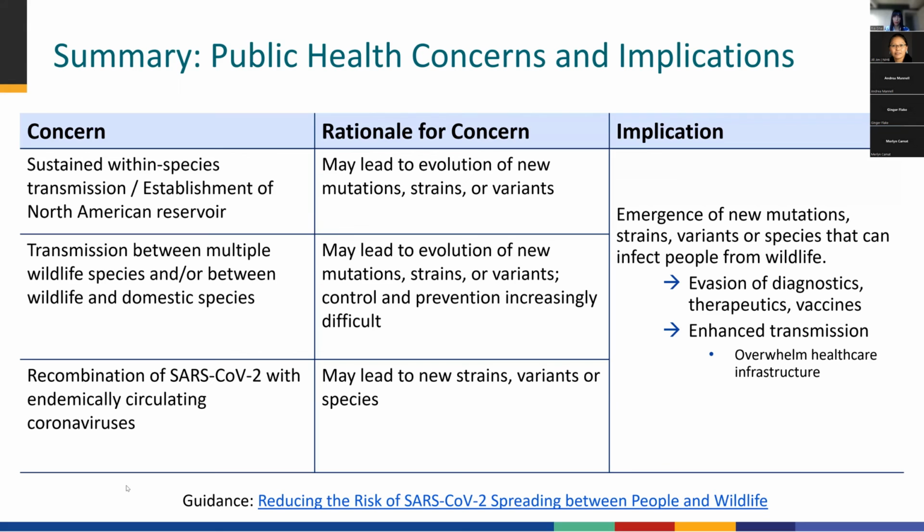So resulting from all of this information, we have put out guidance that used a One Health approach. So this guidance is endorsed by the USDA and DOI as well, but it is on our COVID website. And it's called Reducing the Risk of SARS-CoV-2 Spreading Between People and Wildlife.